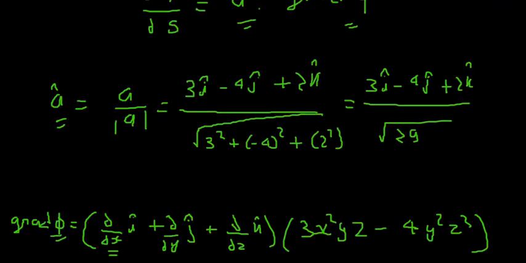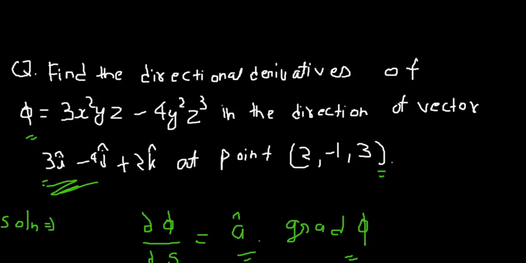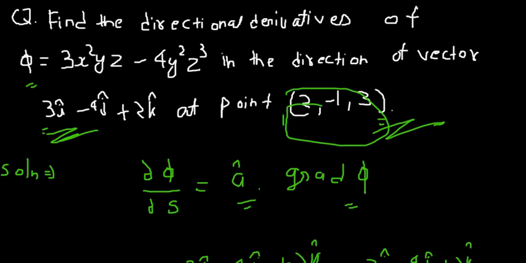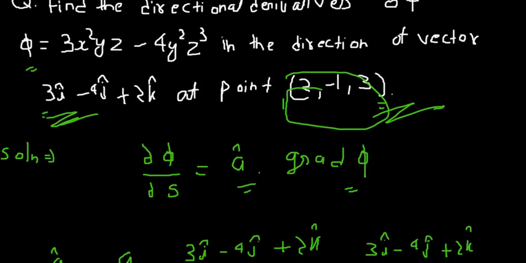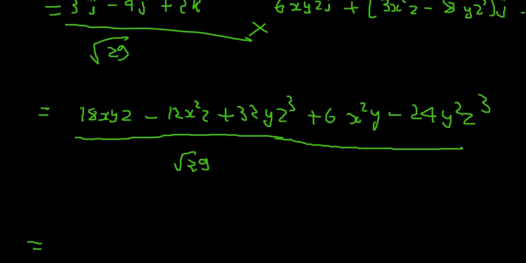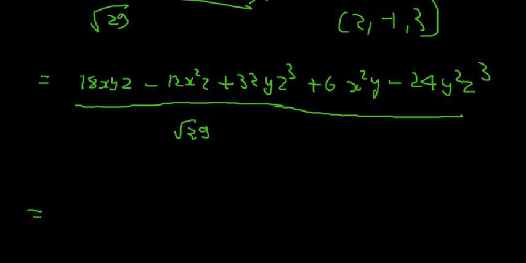When we go back to the question, it states in the direction of this vector, at the point this. So we have to put in x, y, z: for x we have to put 2, for y minus 1, for z we have to put 3. So 2, minus 1, 3. Let's just write here 2, minus 1, 3. We have to put the values here. I guess it's a very simple calculation, but still I'm going to tell you how you should do that. So let's just do it.